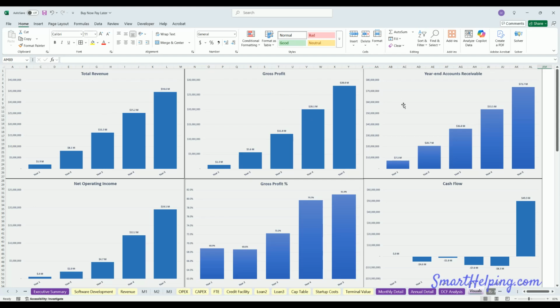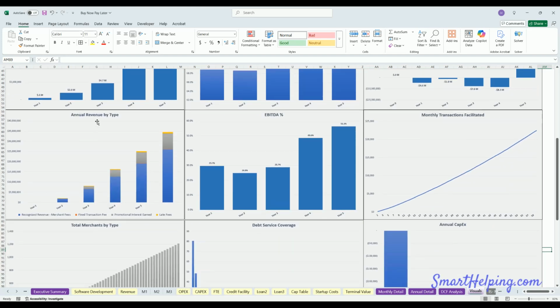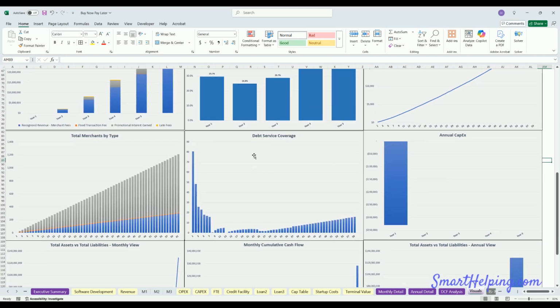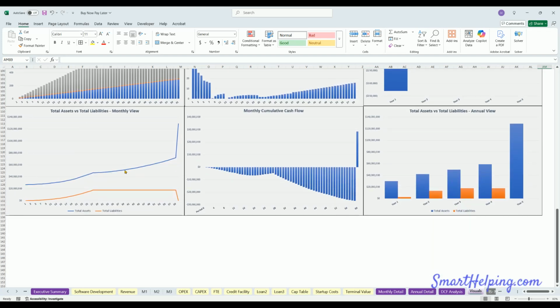Revenue, gross profit, year-end accounts receivable, and this is again what your customers owe you. Cash flow, gross profit, net operating income, annual revenue by type, EBITDA percentage, monthly transactions facilitated, annual CapEx, debt service coverage, total merchants by type, assets versus liabilities monthly, monthly cumulative cash flow, and then assets versus liabilities annual.